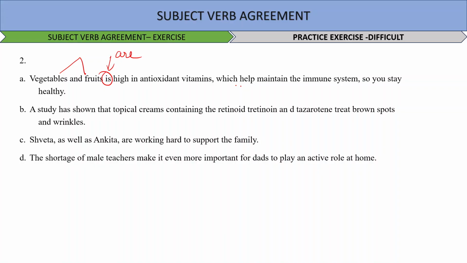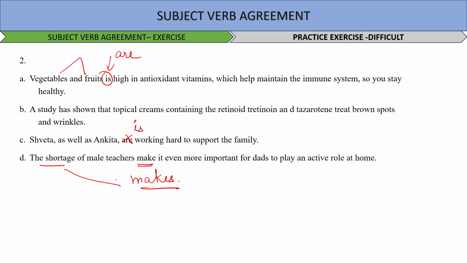Shweta as well as Ankita. Shweta is working hard to support the family. Ankita is just extra information, right? The shortage of male teachers makes it even more important for dads to play an active role at home. This verb is being used for shortage, and shortage is singular. So the only sentence which is correct is sentence B.